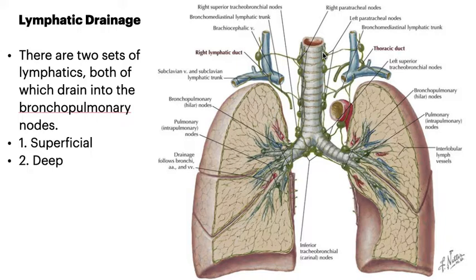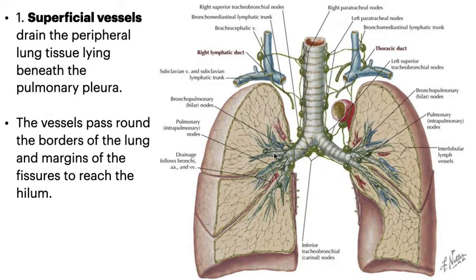Coming to the lymphatic drainage, there are two sets of lymphatics, both of which ultimately drain into the bronchopulmonary nodes. They are the superficial and the deep lymphatics. The superficial vessels drain the peripheral lung tissue lying beneath the pulmonary pleura. The vessels pass around the borders of the lung and margins of the fissures to reach the hilum.